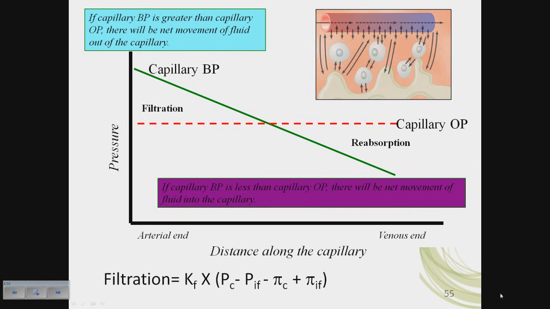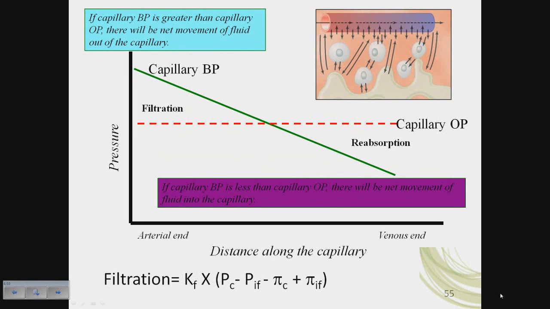Hydrostatic pressure is higher at the arterial side, and then at the venous side, the capillary colloid osmotic pressure is highest. It's a perfect system. As long as it's not disrupted, of course, because if it's disrupted, then we're going to get an imbalance between these forces, and this is when we're going to get the edema, which I'm going to address in the next few slides. So again, in the purple box here, if and when capillary blood pressure is less than capillary colloid osmotic pressure, then there will be a net movement of fluid into the capillary.